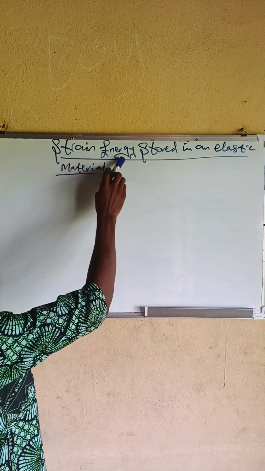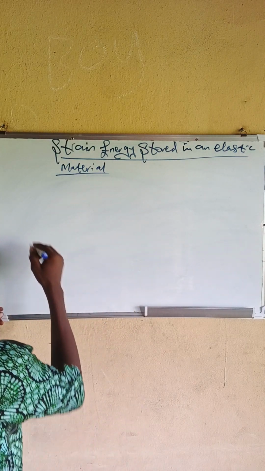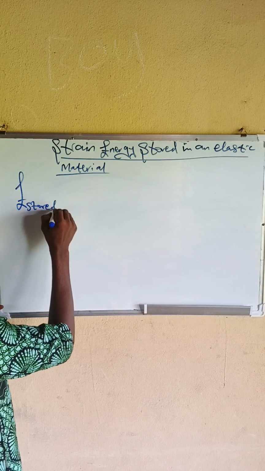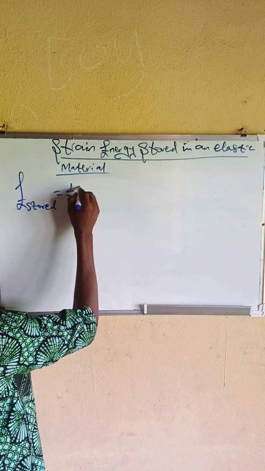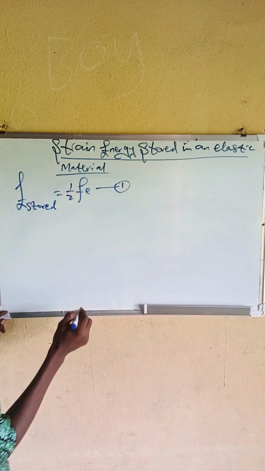In this class, I want to discuss strain energy stored in an elastic material. The strain energy stored is given by half Fe. I can call this equation 1.